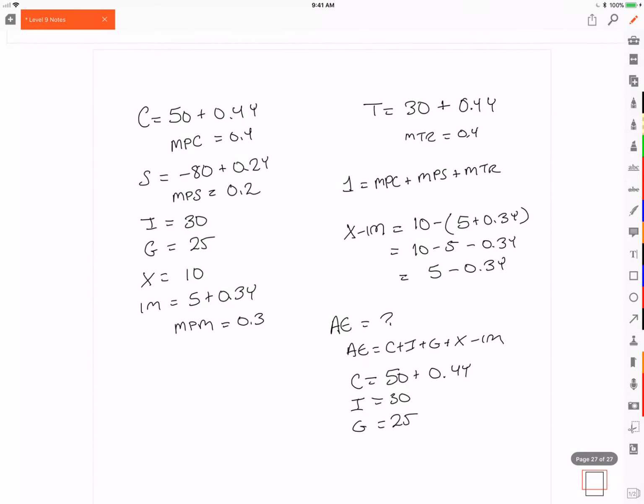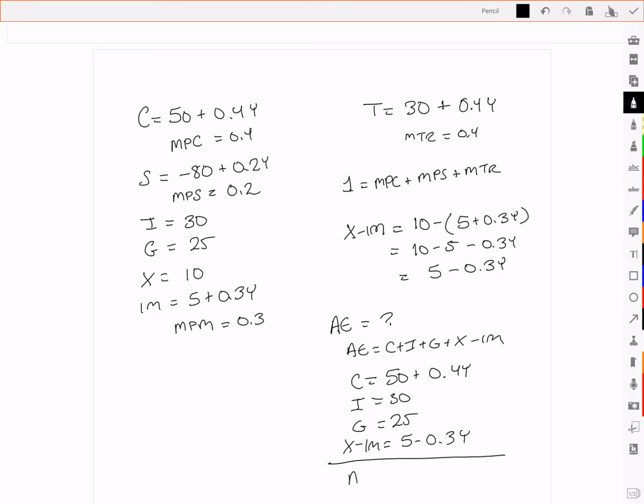So we want to add up C plus I plus G plus X minus IM. That'll give us aggregate expenditures. So we can add up everything that does not contain a y. So 50 plus 30 plus 25 plus 5. If we do that, we get 50 plus 30 is 80, plus 25 is 105, plus 5 is 110. And now we need to add up the things that have y's in them. So we have a 0.4y and we have a minus 0.3y. So 0.4 minus 0.3 gives us 0.1y.